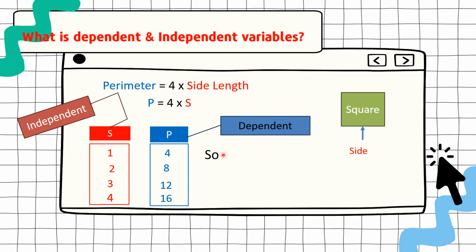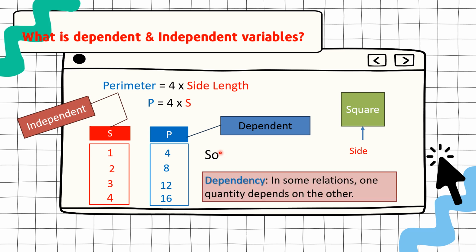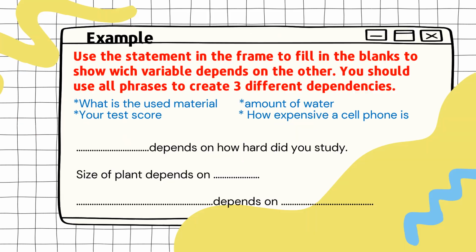Also, we can conclude that in some relations, one quantity depends on the other. If we change S, P changes. Okay, let's have an example.